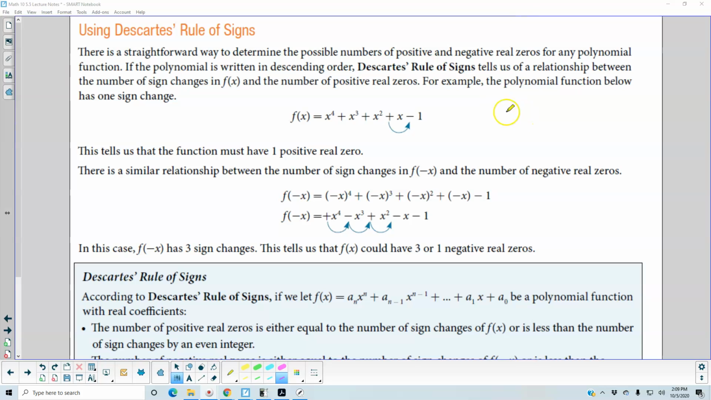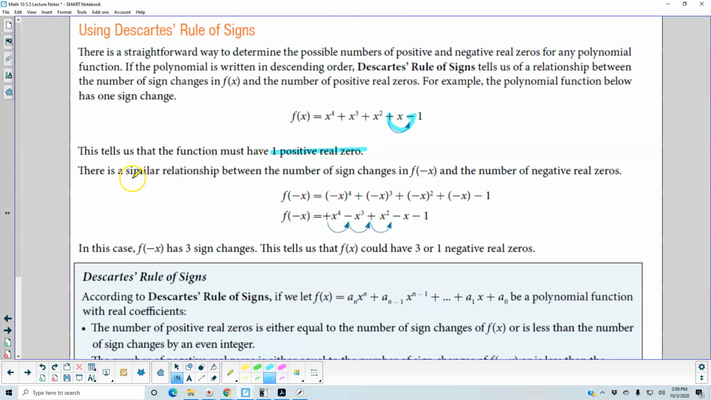So for example, the polynomial function below has one sign change. If you take a look at f of x is equal to x to the fourth plus x cubed plus x squared plus x minus 1. So if you take a look from here, this is where the sign changes from positive to negative because this was all positive. This tells us that the function has or must have one positive real zero.